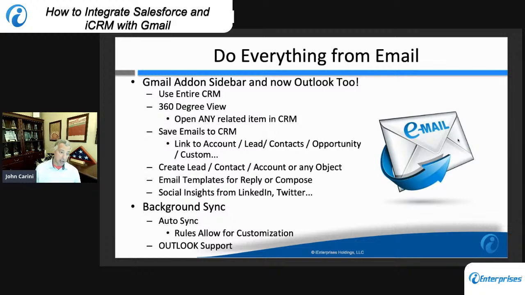Anyway, we're focusing on Gmail here, and the idea is you get a 360-degree view of Salesforce.com or whatever CRM you're using inside your email as you're interacting with your customers. Obviously, then you can save emails to Salesforce or iCRM or whatever CRM you're using and link them not only to the person that sent them in the CRM, but also custom objects, opportunities, leads, contacts, whatever you want.